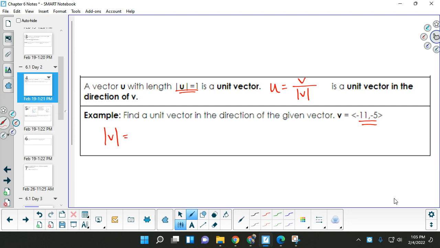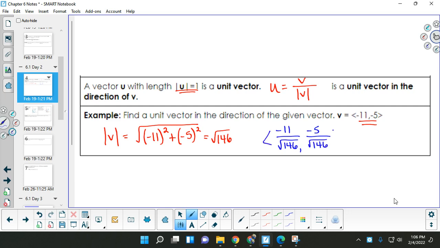Reminder that this negative 11 indicates the horizontal amount. So we would square that. The negative 5 indicates your vertical amount. So we would square that, and then connecting it to the Pythagorean theorem, we're going to go ahead and do the square root. Rather than simplifying the radical or getting a decimal, we're just going to leave it as the square root of 146. And so, therefore, your unit vector is just each one of those components divided by that magnitude. So negative 11 over square root of 146, and then negative 5 divided by the square root of 146.